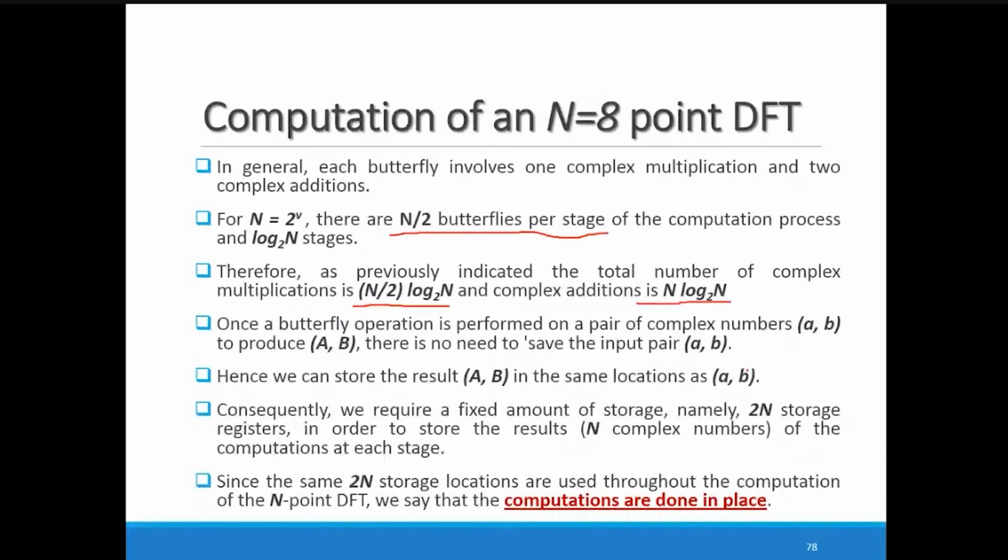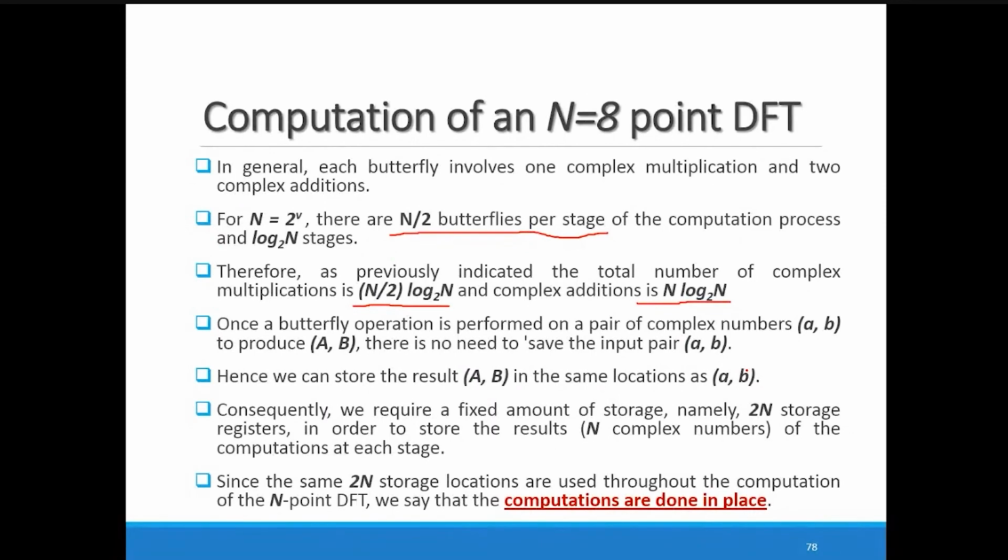Once a butterfly operation is performed, a pair of complex numbers, for example small a, b, produces the capital A, B. There is no need to save the input pair a, b. So here we are applying another strategy. Initially our complex numbers are small a, b. After doing the butterfly operation, we produce the output that is known as capital A, B. So when we get the output, there is no need to save the input pair. Hence we can store the result A, B in the same location as small a, b.